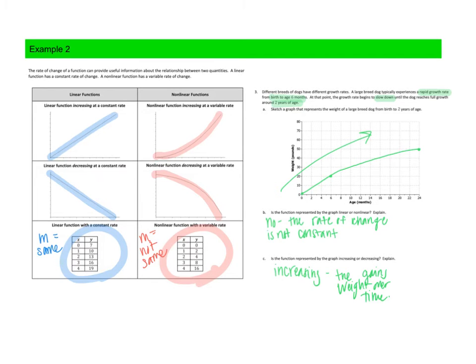On the next couple of slides, you're going to be doing this. You're going to be reading a couple of situations and then determining if they are linear or nonlinear based on the graph that you create. Okay, you can always reference this page that shows you what linear and nonlinear functions look like. Let's continue.